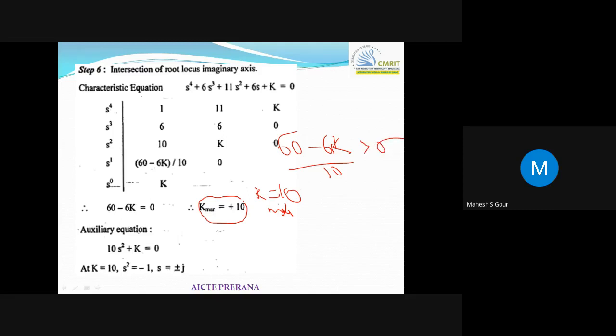Now the maximum value of k I can put is 10. So when I put the k value as 10, this will become 60, and 60 minus 60 will become 0. It will become marginally stable, correct?